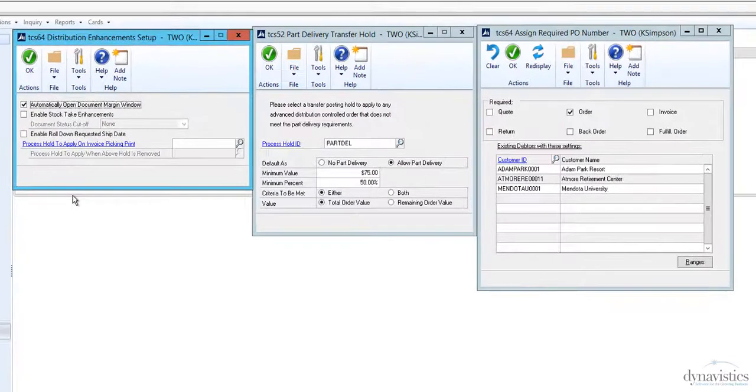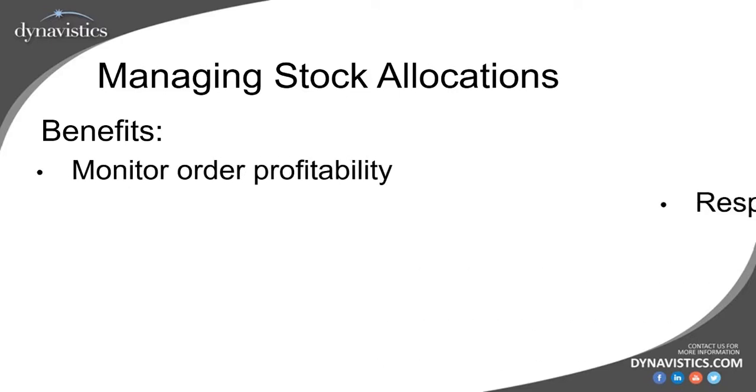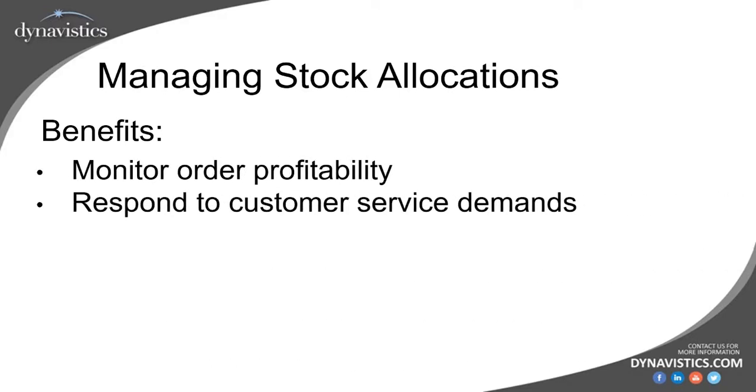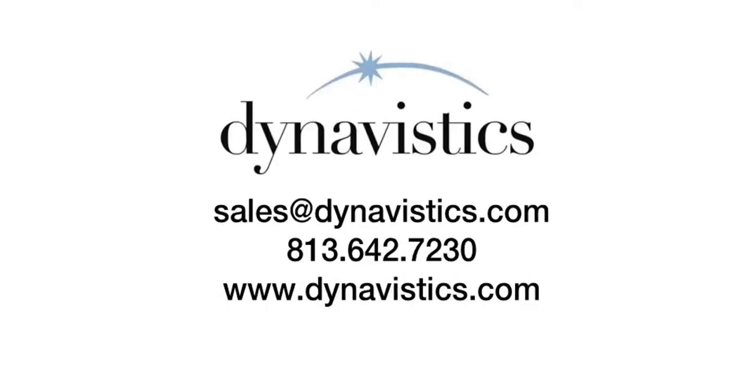These three items of functionality within the Distribution Enhancements module are designed to help you monitor order profitability, respond to customer service demands, and help control delivery costs. This presentation will have several short videos on our website that cover additional inventory, purchasing and order processing functionality that will complement your Dynamics GP system.